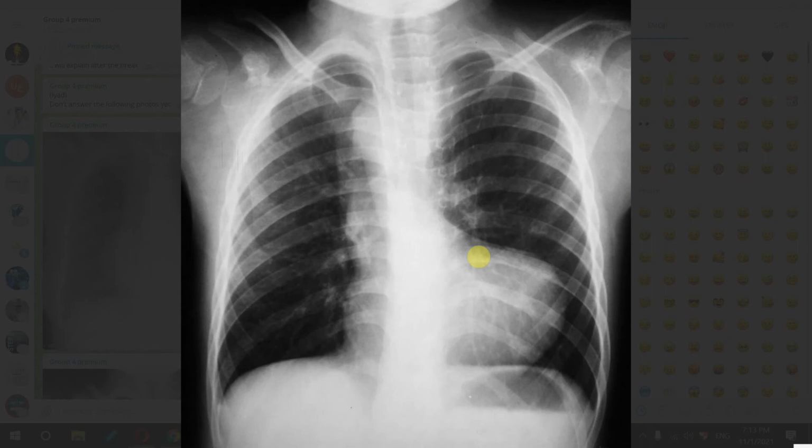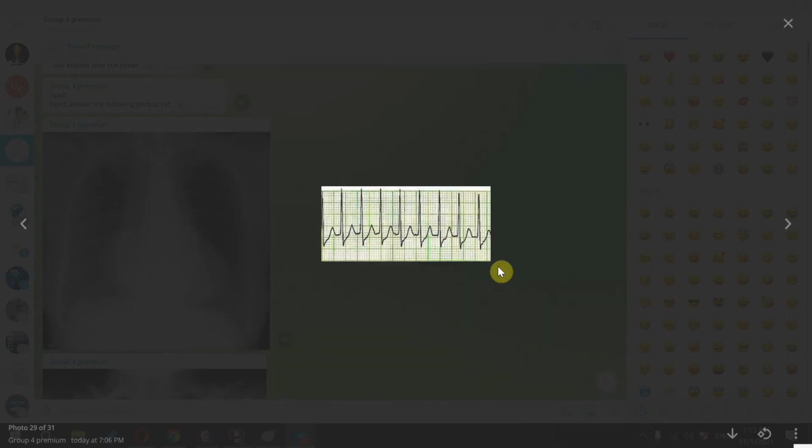What about this one? What does he have? Exactly, tetralogy of Fallot. How does it look? Exactly, the shoe, the boot. It looks like a boot. Okay, what about this one?